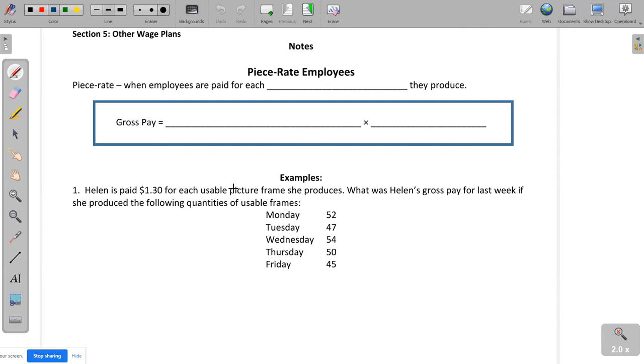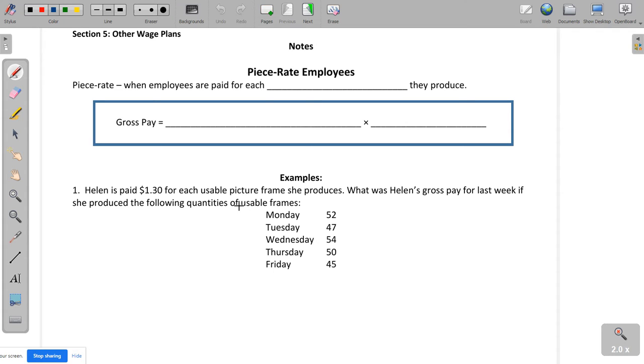Today we are going to be looking at other wage plans. Previously we looked at hourly and salary and then average pay. Then we looked at commission. Now we're going to deal with the other types of wages. The first one is piece rate employees.